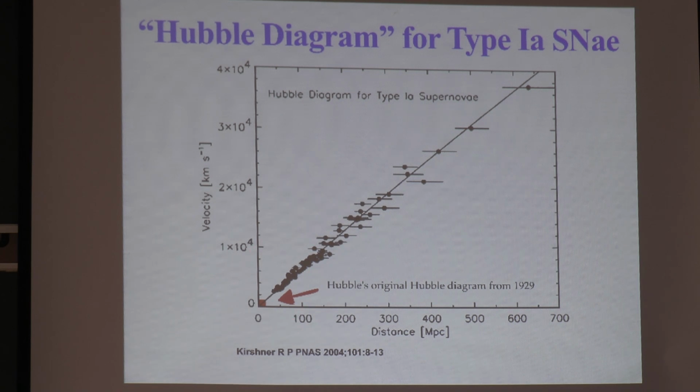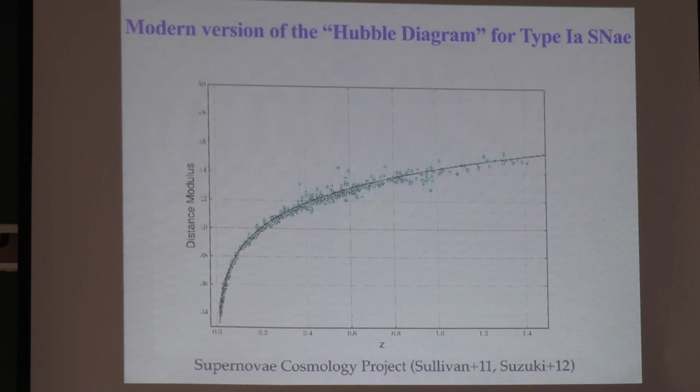Let me show you a more modern version of the same. The colors are not perfect, my apologies for that. Anyway, this is the most updated Hubble diagram in modern units. We have redshift here and distance modulus here. The distance modulus is basically, as I said, the ratio between observed flux and intrinsic luminosity.